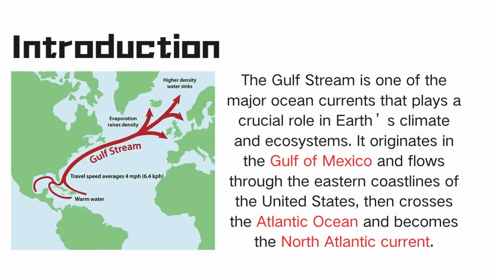The Gulf Stream is one of the major ocean currents that plays a crucial role in Earth's climate and ecosystem. It originates in the Gulf of Mexico and flows through the eastern coastline of the United States, then crosses the Atlantic Ocean and becomes the North Atlantic Current.